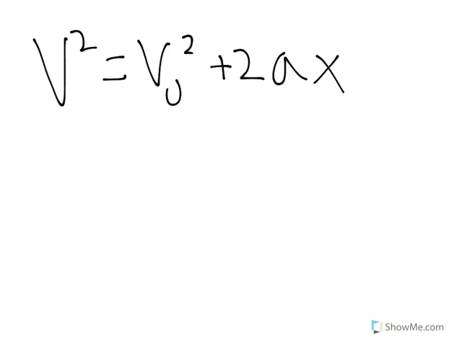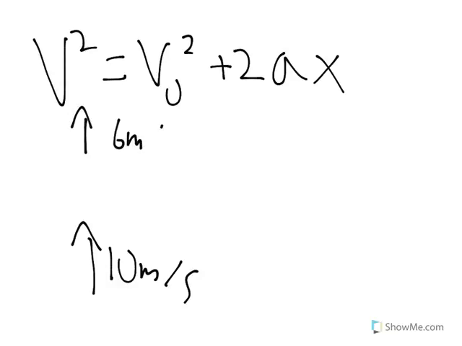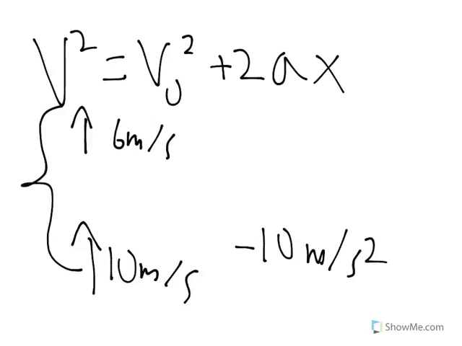For this equation, imagine a baseball player throws a ball up in the air going 10 meters per second. How high is it when its speed has slowed all the way down to 6 meters per second? You can assume that gravity is negative 10 meters per second squared, and then try to figure out what the change in x is. So take a second, pause the video, and then we'll go through it together.